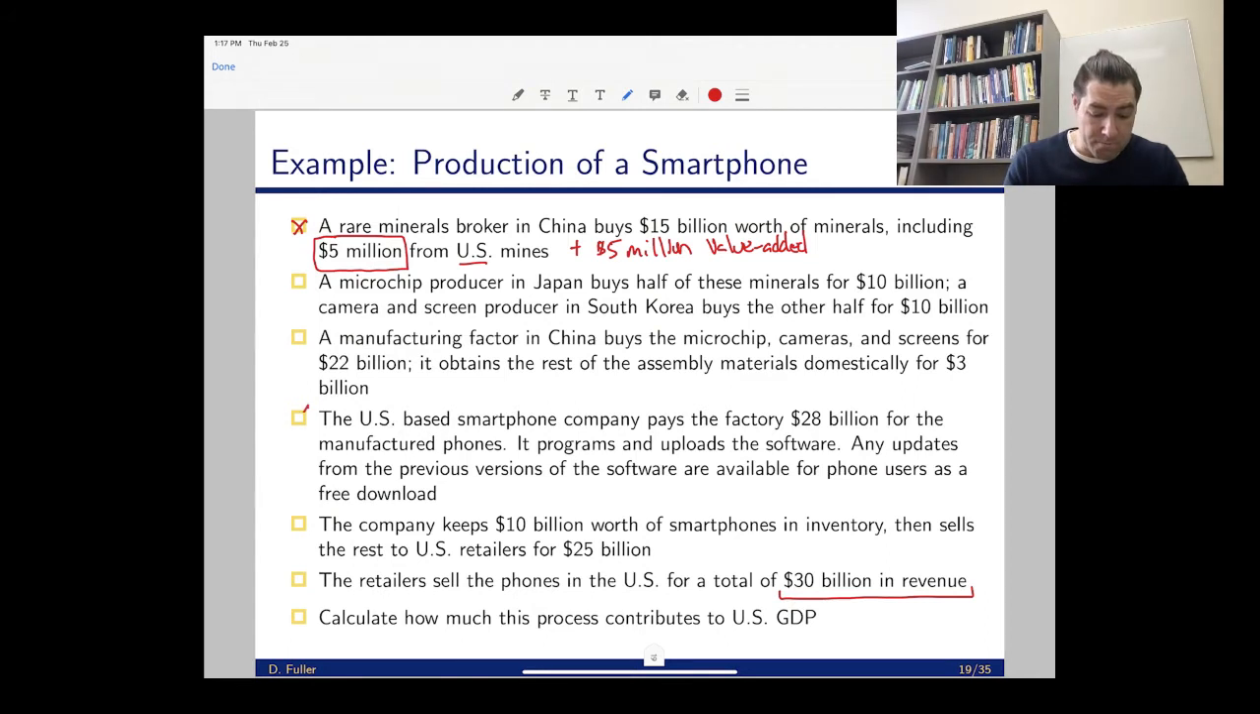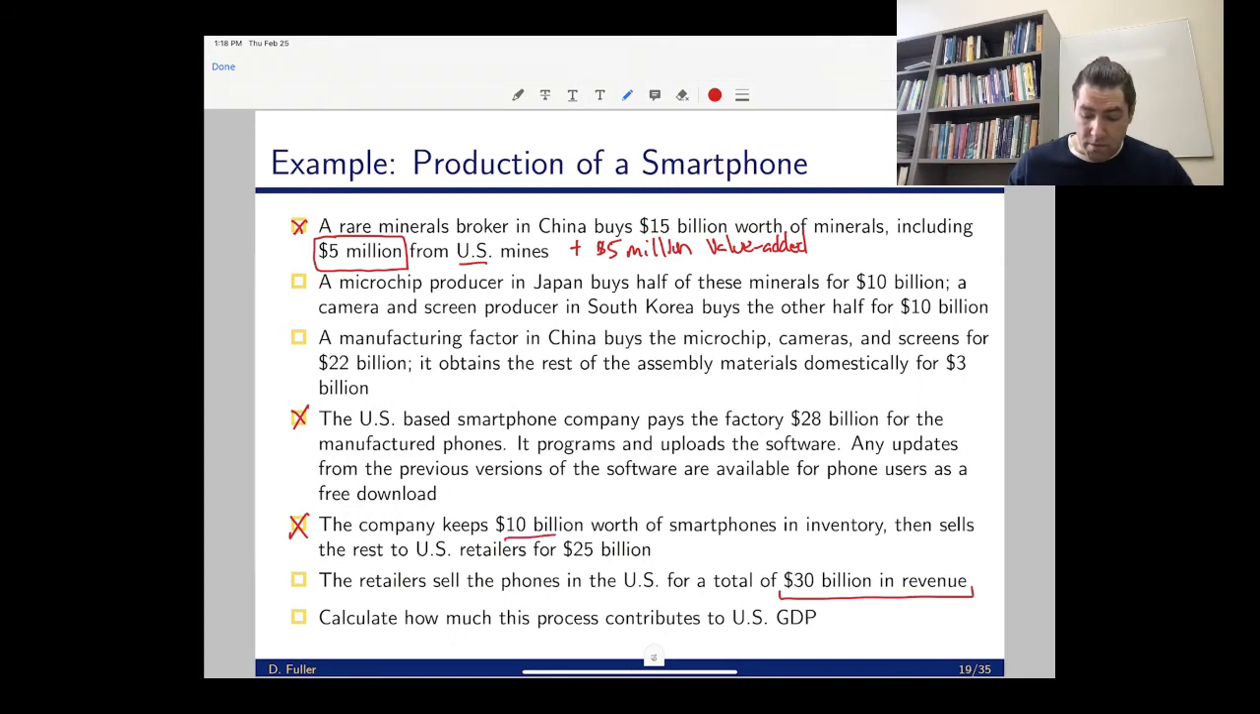Now, in the next step here, we're finally back to the U.S. So a US-based smartphone company, let's say Apple, pays the factory in China $28 billion for the phones that are put together. So it takes the raw hardware and it puts its software on there and goes from there, right? It then is going to keep $10 billion worth of smartphones in inventory and sells the rest to retailers for $25 billion.